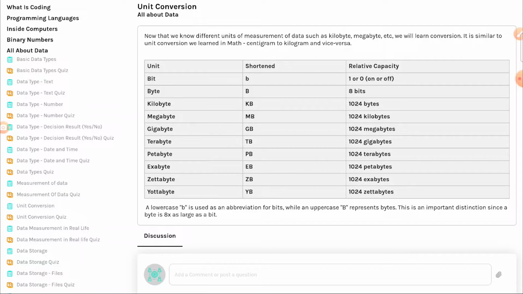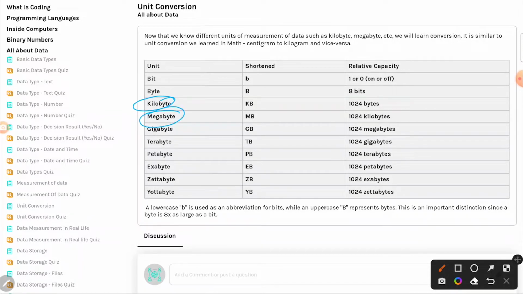Let's begin. Now that we know different units of measurement of data, such as kilobytes or megabytes or gigabytes, it is important to learn the conversion. If you take a file and open it on a Windows machine, you can select the file, right-click and go to properties, and you will see that those files are usually measured in either kilobytes or megabytes.